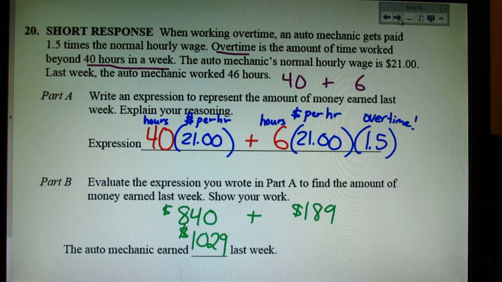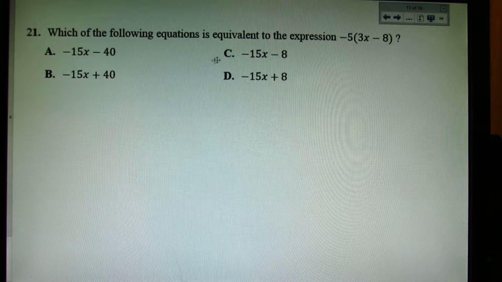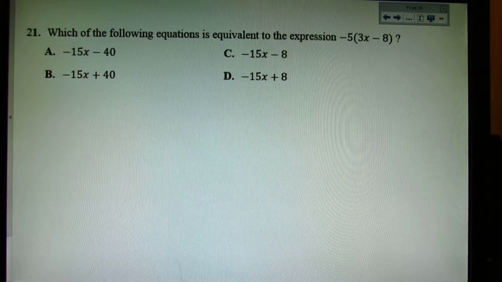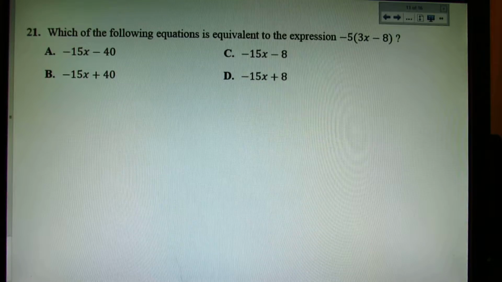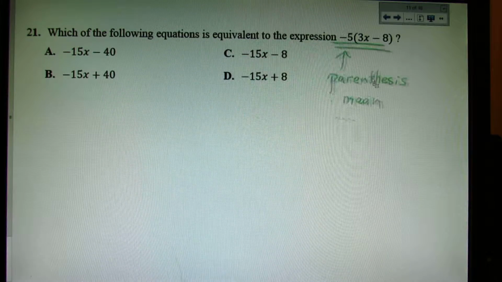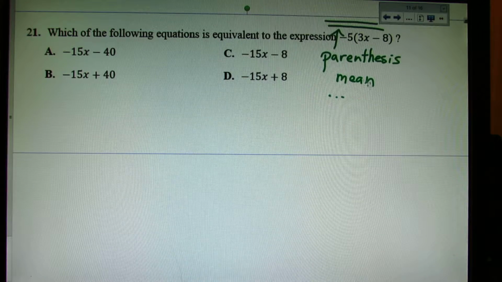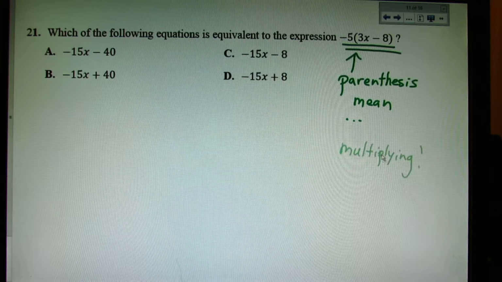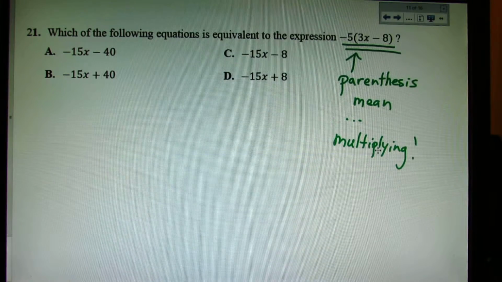Okay. Number 21. Which of the following equations is equivalent to the expression negative 5 times 3x minus 8? Oh, these are parentheses. What does parentheses mean? Look at those. There's parentheses and there's a number outside of it. What does that mean? That means multiplying.